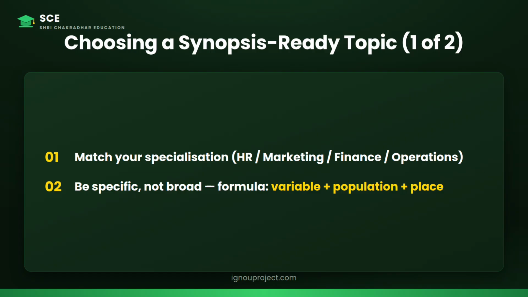Choosing the right topic is the decision that makes or breaks your IGNOU MBA Project synopsis. A good topic gets approved quickly and is easy to research. A bad topic gets rejected or makes your work impossible. So let's go through the 5 rules of a synopsis-ready topic.